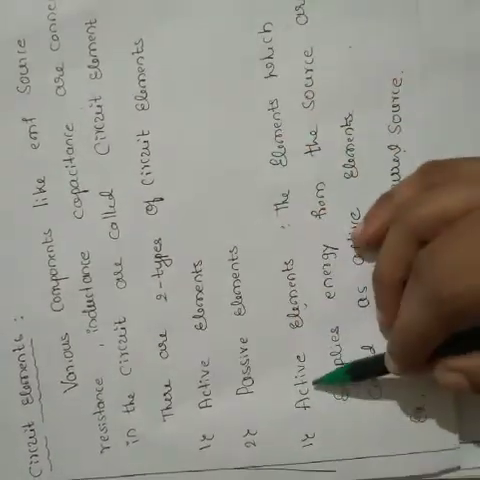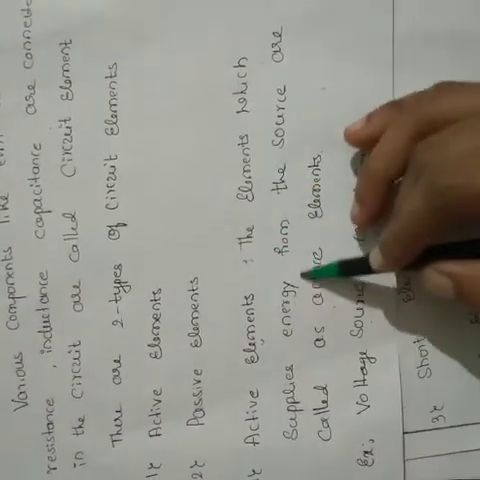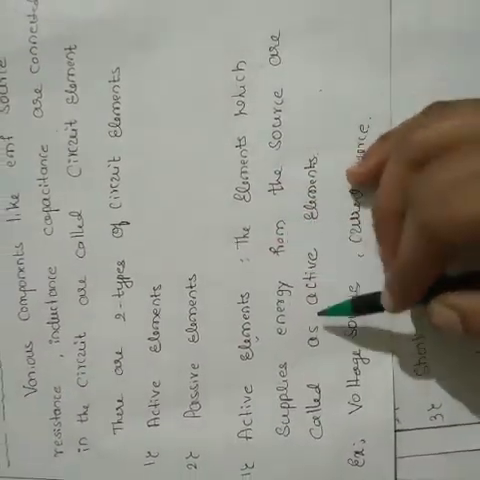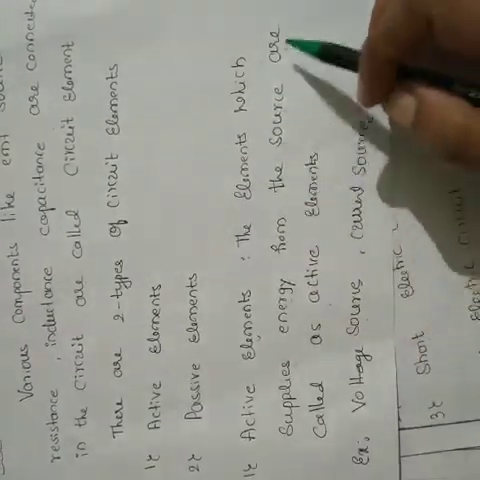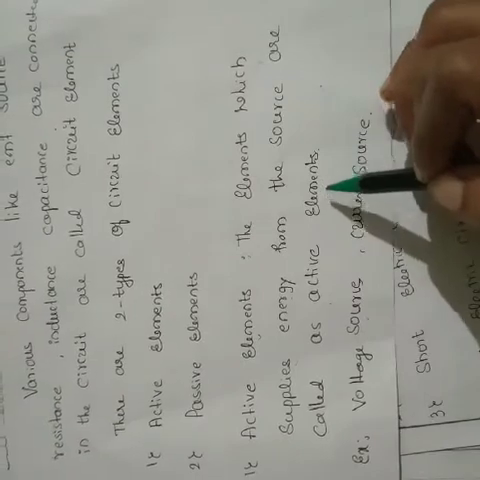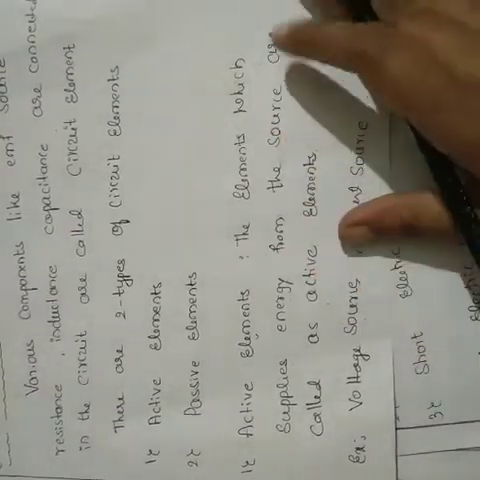Now let us see them one by one. What do you mean by active elements? The elements which supply energy from the source are called active elements. For example, voltage source and current source. This is the definition of active elements.